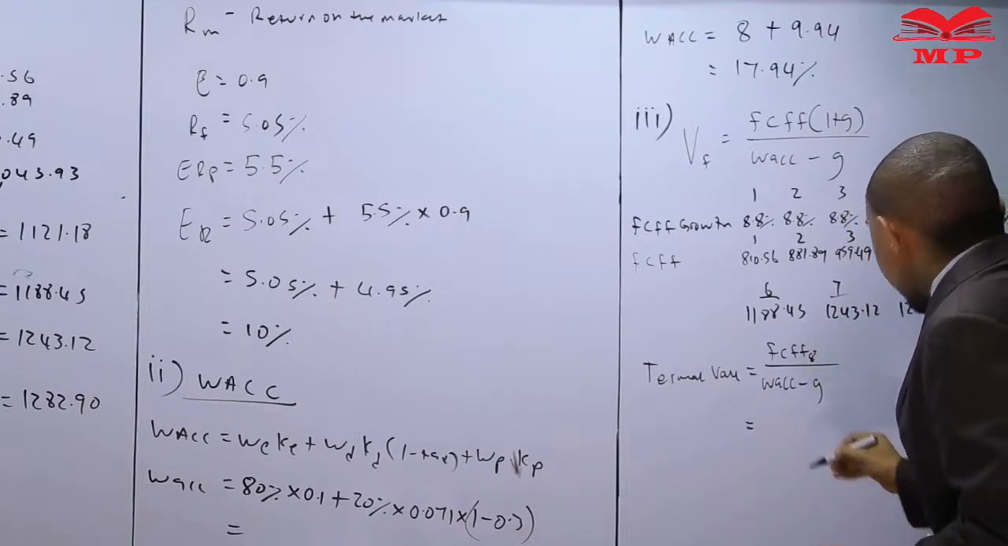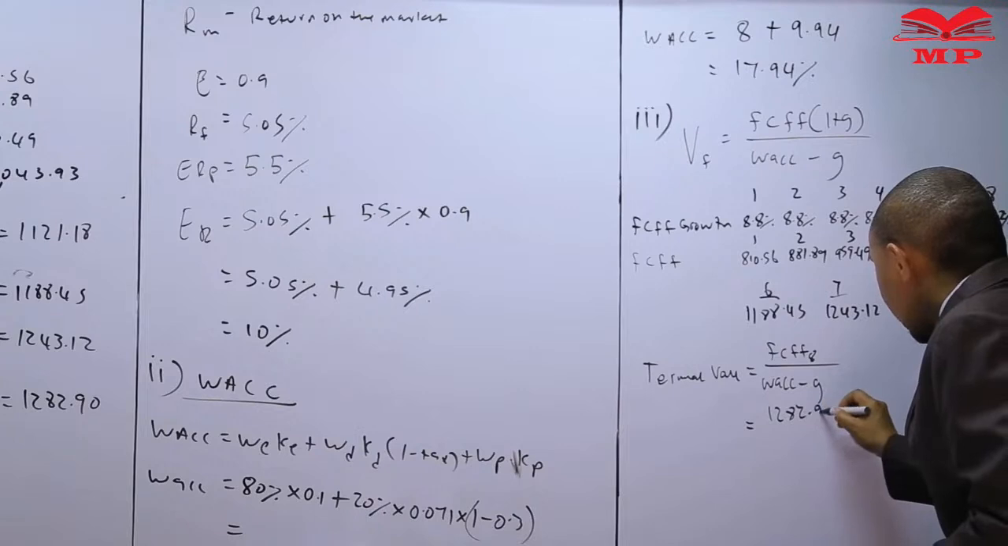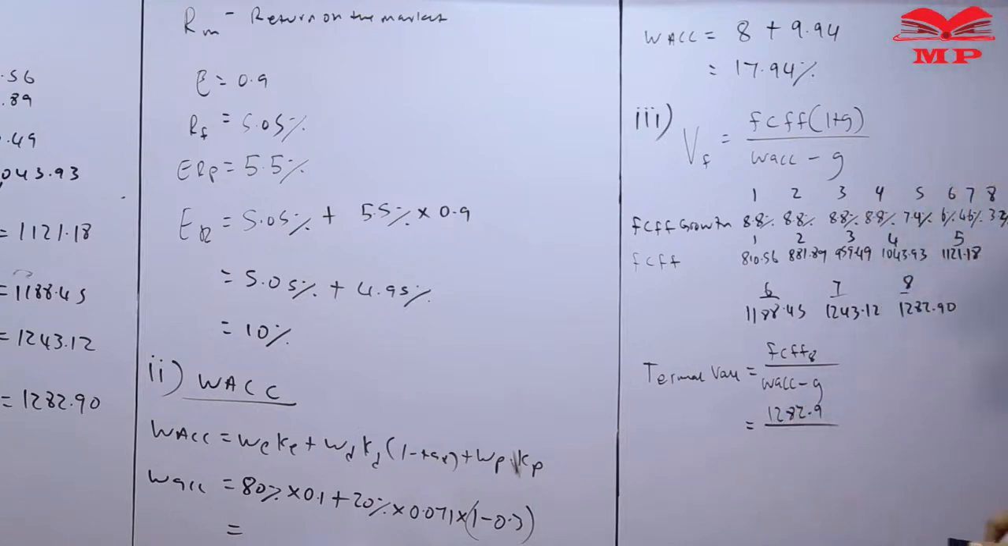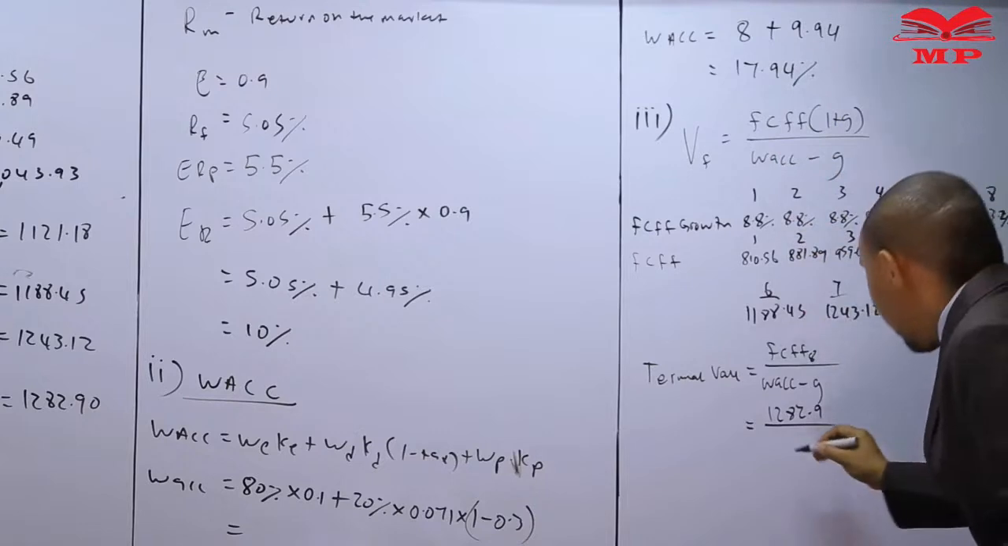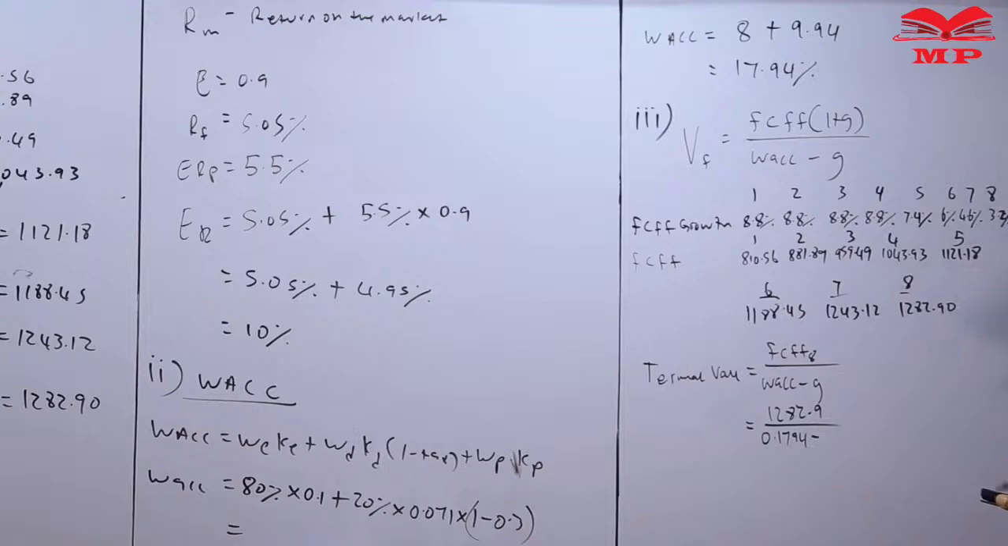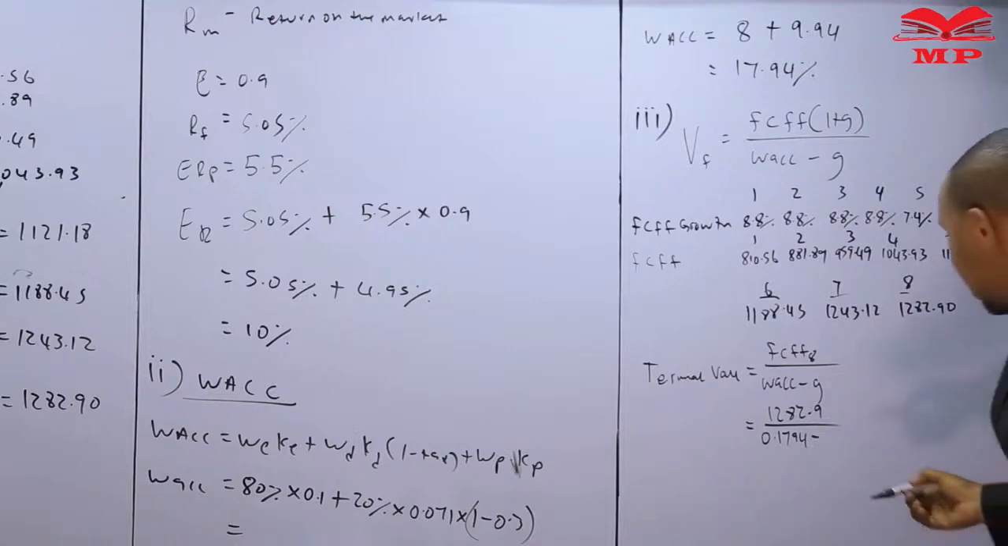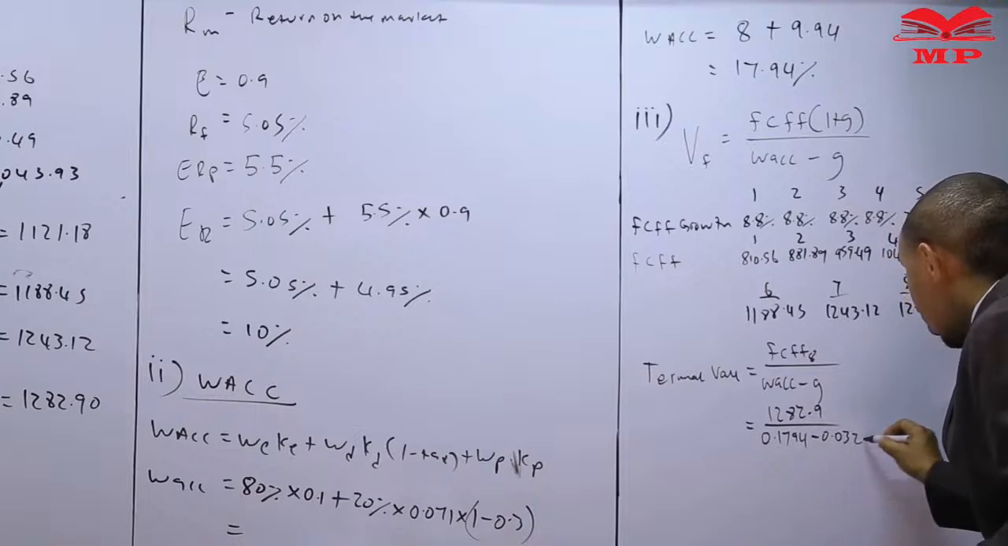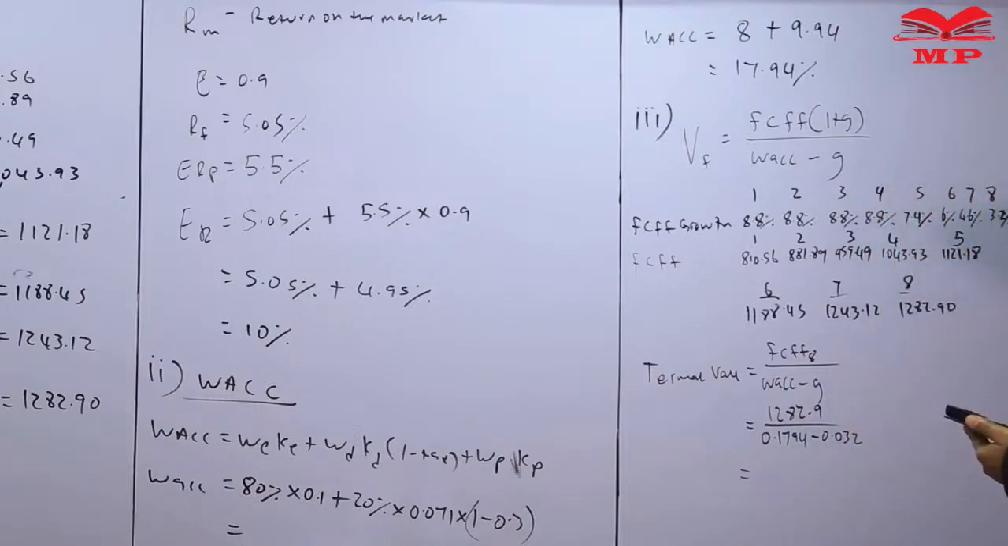So we get the FCFF for year 8, 1282.9, discounted against the weighted average cost of capital of 17.94%, 0.1794, minus the growth rate. What is the growth rate in the 8th year? 3.2%, so 0.032. What value do we get as the terminal value? So we have 1282.9 divided by 0.1794 minus 0.032.